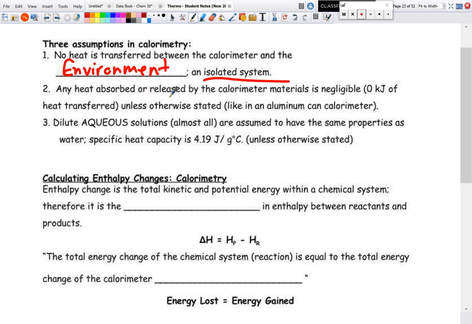Another assumption is that any heat absorbed or released by the calorimeter materials is negligible. So we're not going to assume the calorimeter absorbs energy unless otherwise stated. We'll get to one of those questions later. And finally, dilute aqueous solutions, actually almost all of them we're going to see, are assumed to have the same properties as water, and that just means it has the same specific heat capacity. Once again, unless otherwise stated.